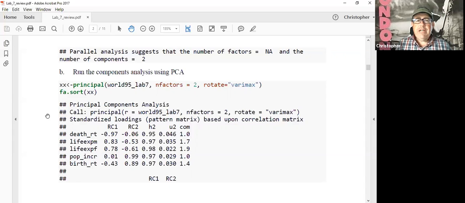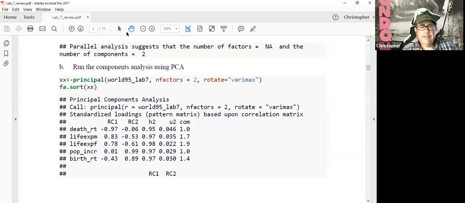I like this FA sort command. What that will do is it'll put these in order so that you can see, okay, here are the ones that go with the first component. Here are the ones that go with the second component, and they're ordered in terms of size. So you can see the sorting here. What that's done is it's maximized these 3 values to show that those go with the first component, and then these 2 go with the second component. Useful to try to interpret the factor structure. We see the first component has large loadings for death rate, life expectancy for men, and life expectancy for women.